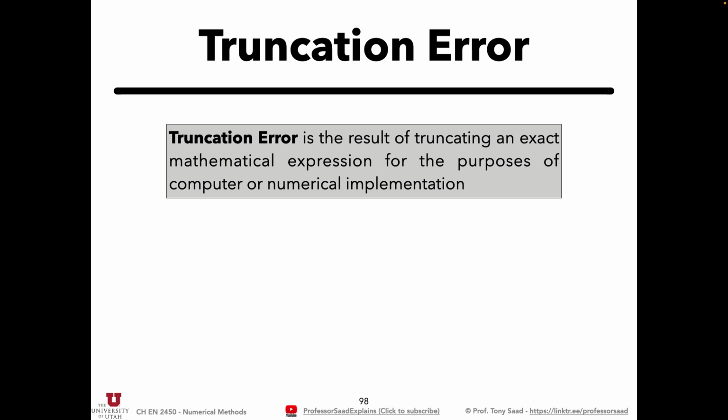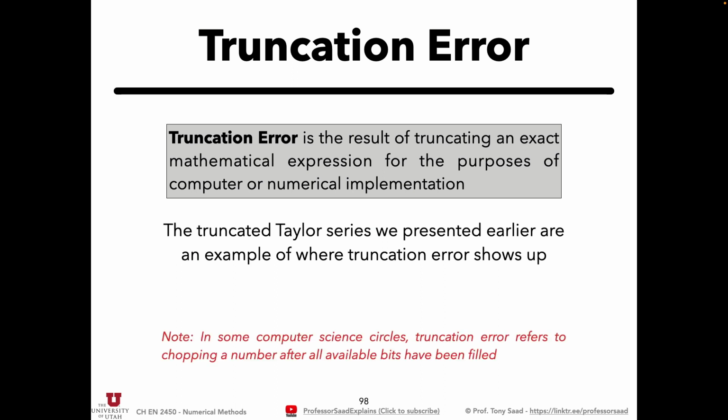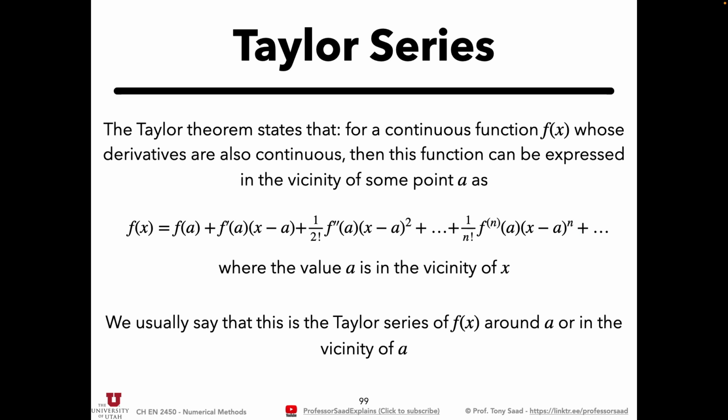Now, we don't know the true value, but we can assess the truncation error because we know we stopped at 20 terms. All the remaining terms are going to be the truncation error. Then mathematicians come in and say, oh, all those terms are bounded by this and that. So we have an idea about our mathematical methods. So the truncated Taylor series we presented earlier is an example of where truncation error shows up. And this is my note: in some computer science circles, truncation error refers to chopping a number. We call that rounding off, round off error. Okay, so I'll spend some time on the Taylor theorem.